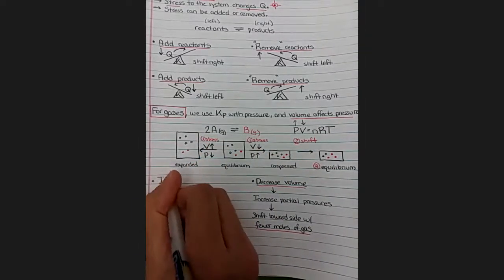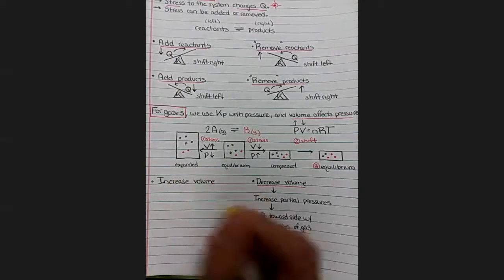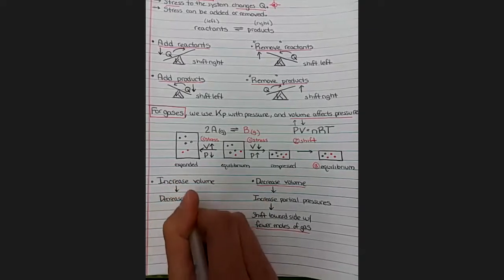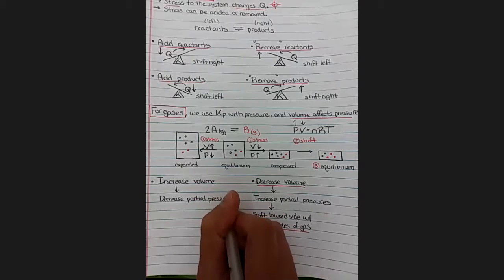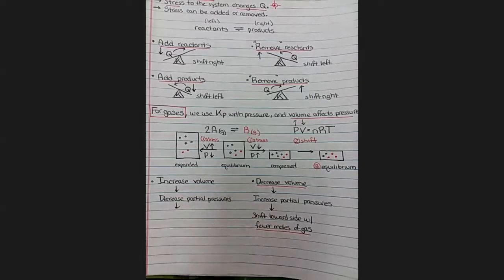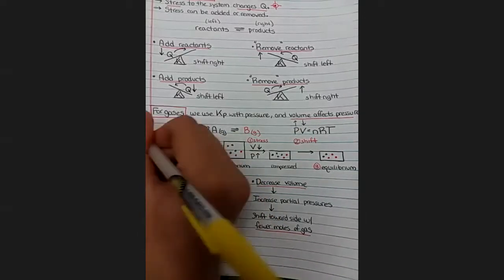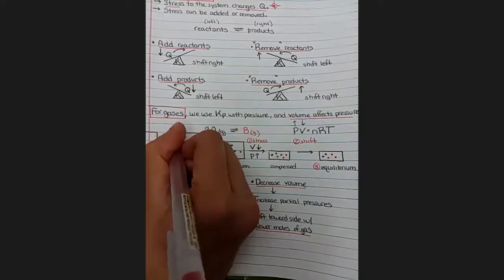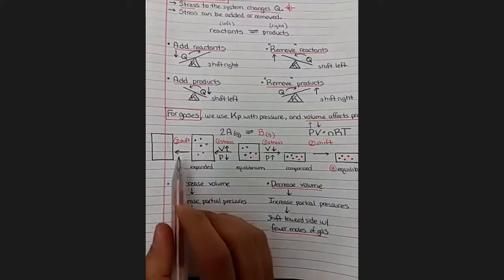Let's go ahead and start our list for this one. If we increase the volume, that is going to decrease the partial pressures in the system. And now there's going to be a shift. Every time you stress the system, there's going to be a shift to relieve the stress. So we would predict that the opposite would happen. Oh, we're going off the screen. There we are. So we'd predict that the opposite would happen.